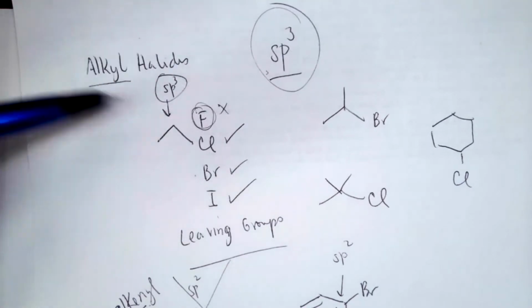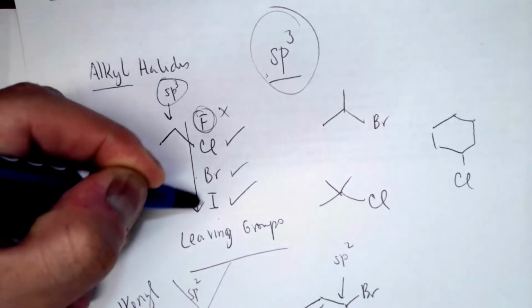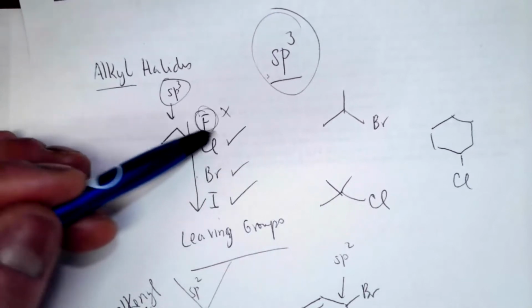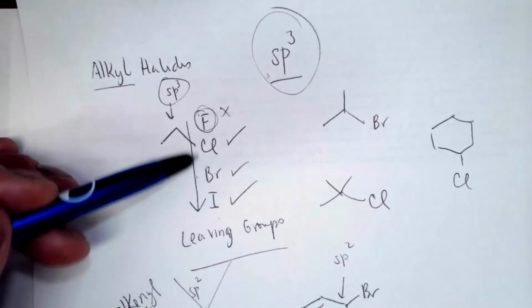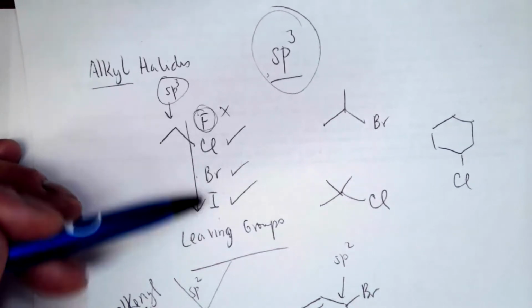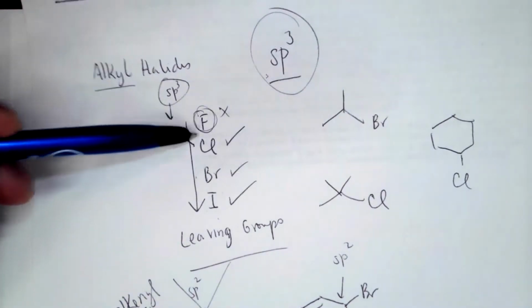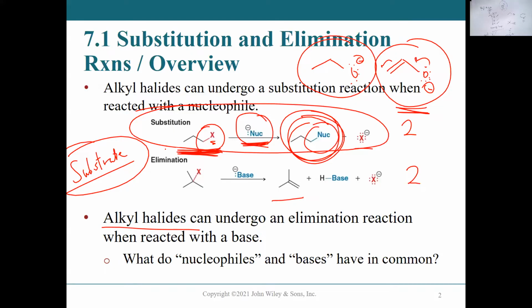The capacity of being a leaving group increases in this direction. So this is excellent, this is very good, this is good, and this is bad. That would be more or less the trend, and it follows the trend of the periodic table. The reason is the size of fluoride. Fluoride ion is too small, so it is unstable if it is a leaving group. I mean, it exists as an ion.